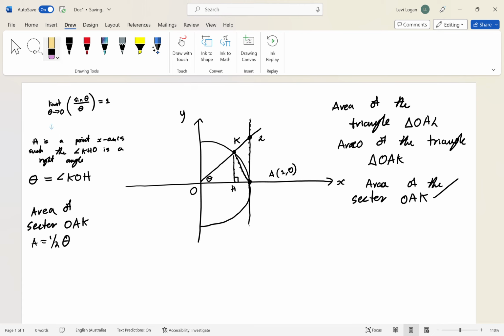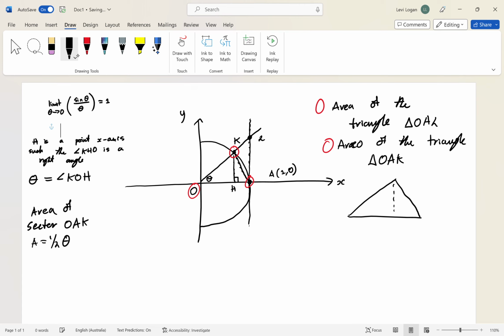Now we need to find an expression for the area of the triangle OAL. Actually, let's do OAK first. So I'm just going to get rid of this so we have a lot more room. So we're going to do this one now. So what is the triangle OAK? That is going to be this triangle in here. So it goes from there to there to there. Right? So I'm just going to draw it over here, what we're actually looking at. We're looking at something like this. H, theta, O, K, A. Right?